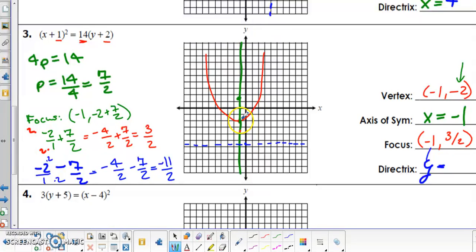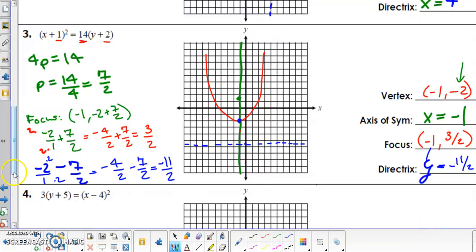I can verify that I did that correctly by looking at this here. Here is my vertex, and I'm going to go 1, 2, 3.5. Down 1, 2, 3.5. Okay, that's the exact same thing that I'm doing right here. And so this equation right here is y equals negative 11/2.